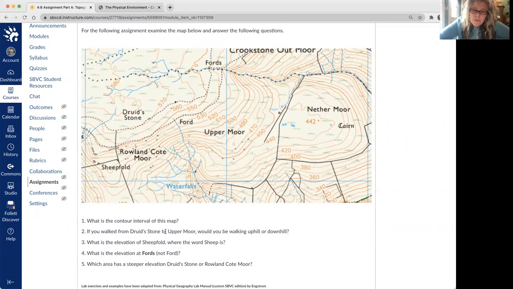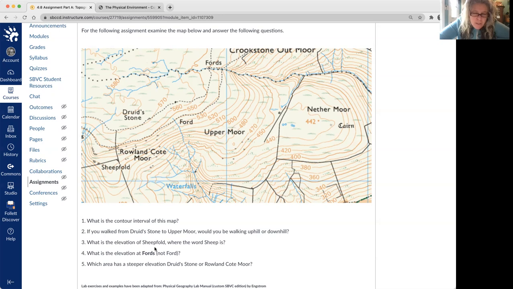If you walked from Druid Stone to Upper Moor, would you be walking uphill or downhill? Druid Stone to Upper Moor. So let's find Druid Stone. The elevation here is about 580. See how that goes through there? So if you walk from Druid Stone to Upper Moor, here's Upper Moor. Would you be walking uphill or downhill? Well, we're at 580 here. Upper Moor seems to be around 490. I'm going to let you guys figure that one out.